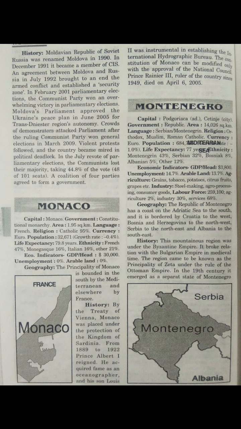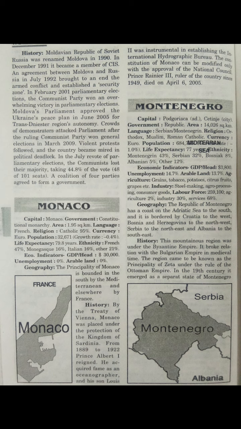Next country is Montenegro. Capital is Podgorica. Cetinje City. Government: Republic. Area: 14,026 square kilometers. Language: Serbian, Montenegrin. Religion: Orthodox, Muslim, Roman Catholic. Currency is Euro. Life expectancy is 77 years.